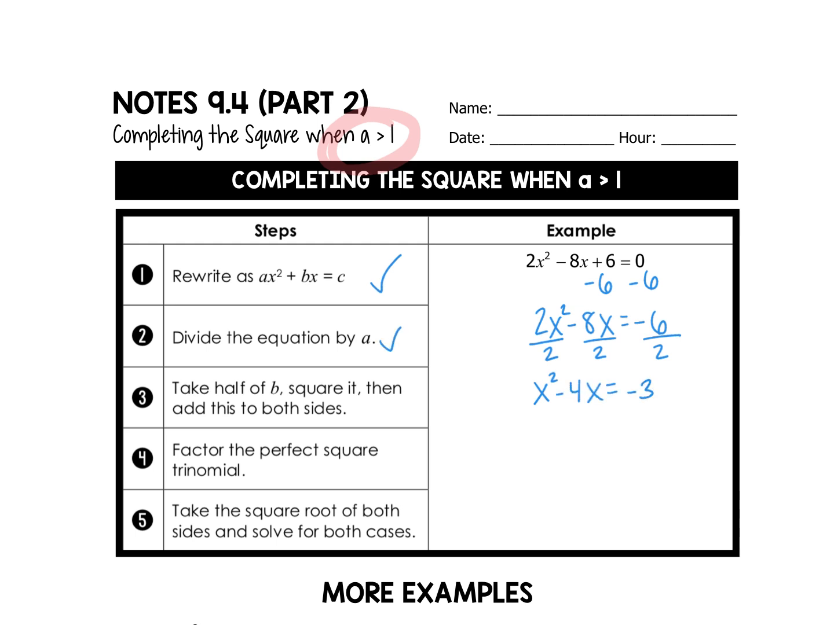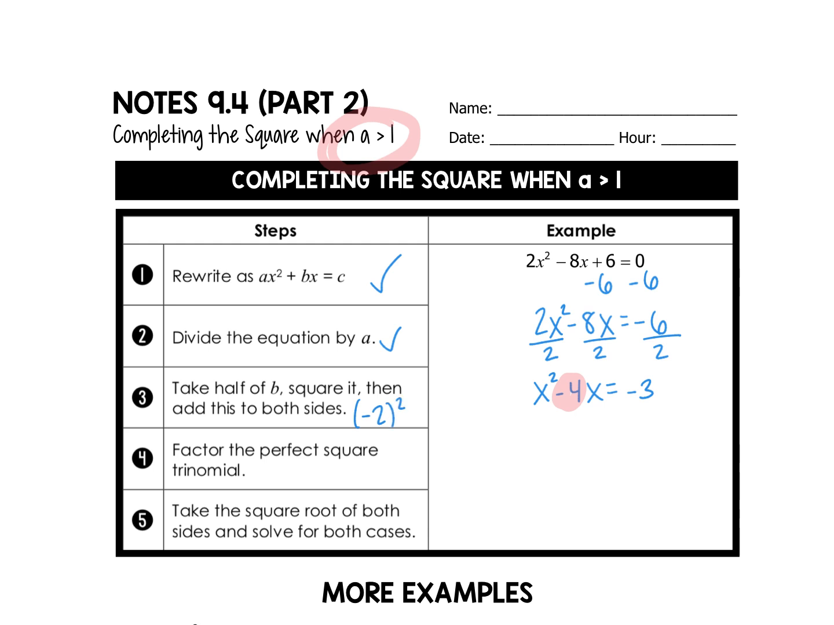So that's done. Step 3 is the actual completing the square part of this, where we take half of the b value. Remember we talked about yesterday and previously in this chapter that b is the coefficient of the x term. So here the b value is negative 4. So we're taking half of negative 4, you get negative 2. And then you're going to square it and add it to both sides.